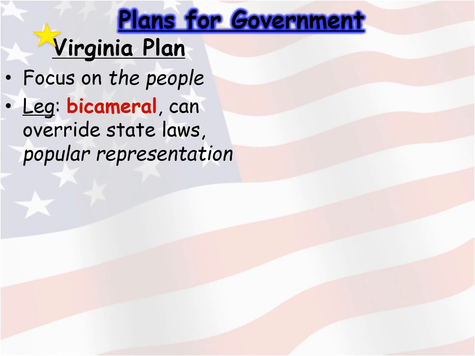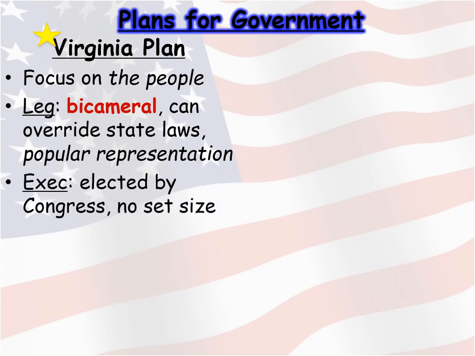So the legislative branch proposed by James Madison and by Virginia Governor Edmund Randolph at the time was bicameral. They proposed that the legislative branch could override state law, which is kind of what we have today because federal law is supreme over state law. But if there's a state law that Congress doesn't like, sure, they could pass a nationwide law, but usually that's going to be handled by the judicial branch. And it was based on population, right?